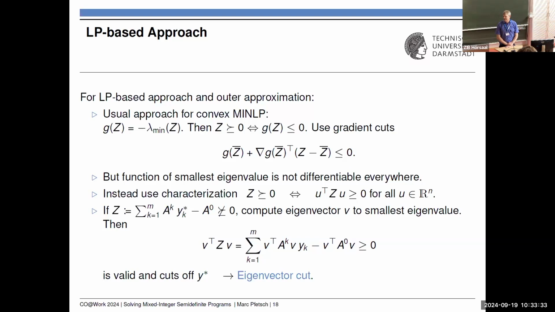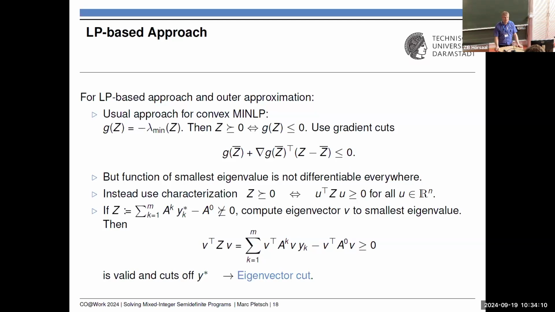Imagine we want a matrix Z to be positive semi-definite. Then we can define such a function G of Z, which is the negative of the smallest eigenvalue of Z. And if I require this to be less or equal 0, this means all eigenvalues should actually be non-negative, so the matrix should be positive semi-definite. Then you can rewrite this SDP constraint as a nonlinear inequality and apply everything Xenia has told you.